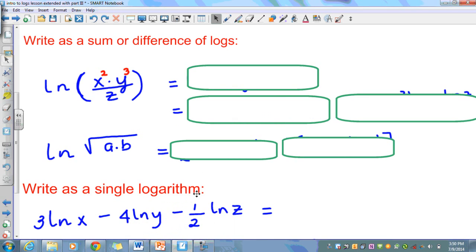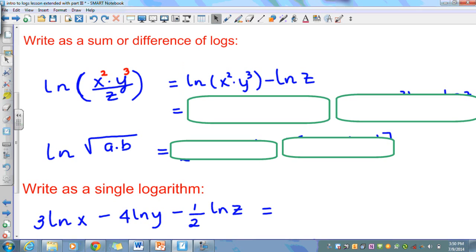Next, we will take a look at some more examples using natural logs. In this question, we're asked to write the following expressions as a sum or difference of logarithms. So here we have natural log of quantity x squared times y cubed over z. And because we have natural log of a quotient, we can write it as difference of two logarithms based on one of the properties from the previous page.